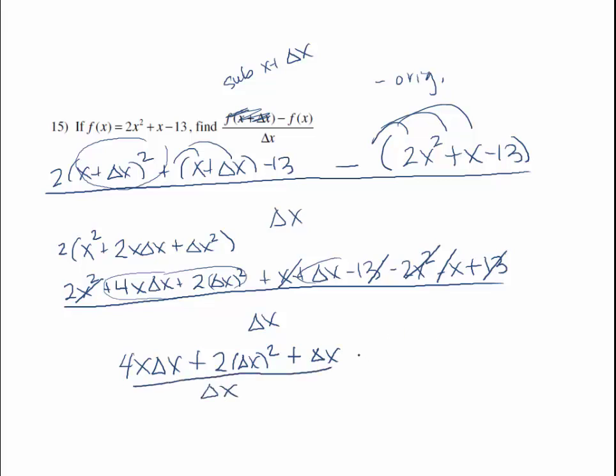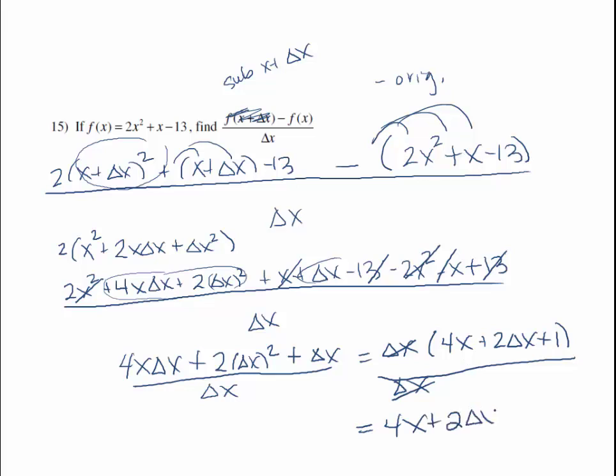So in essence, in the numerator, I can factor out a delta x. And then that factored out delta x will cancel with the delta x on the bottom, and that will give us this. Whew, that was a big one. But all that was composition, just throwing something in place of something else.